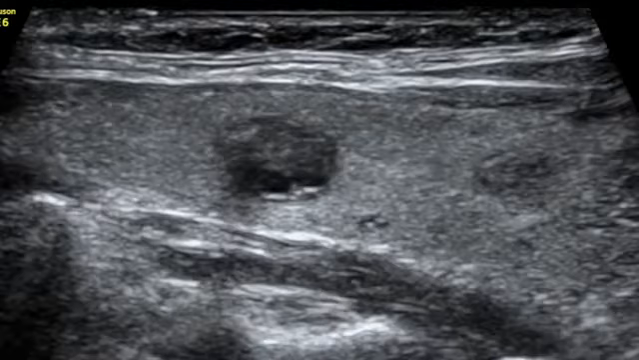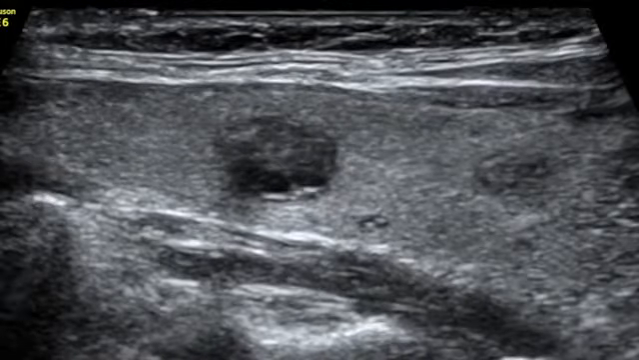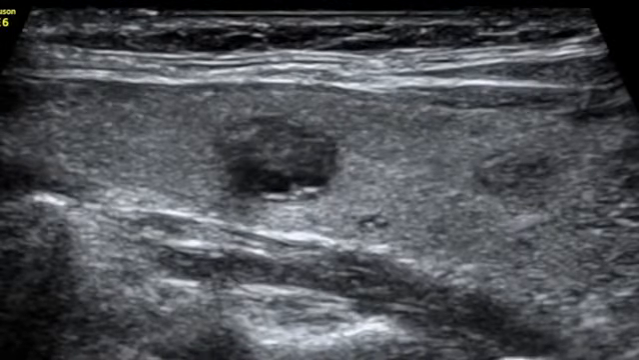Now if you take a look at this picture, this is something which we see very commonly day in and day out. You are seeing a very well defined cystic lesion and it has got a very smooth margin. There is no calcification. This is a classic typical colloid nodule that we see.